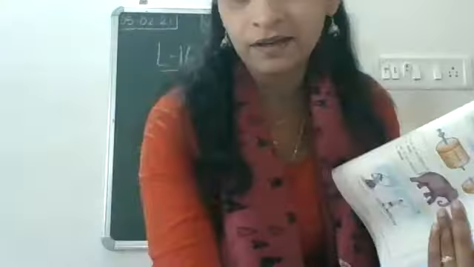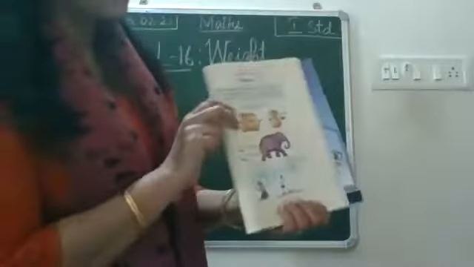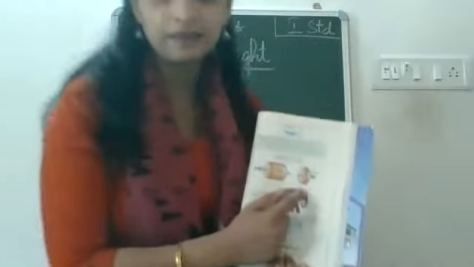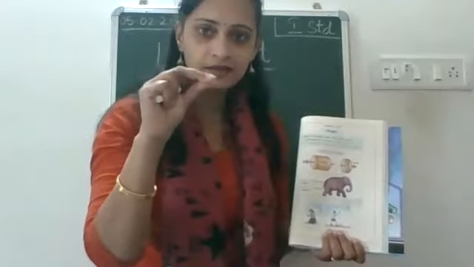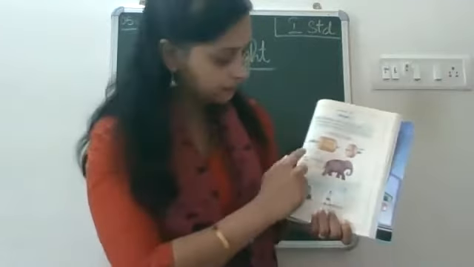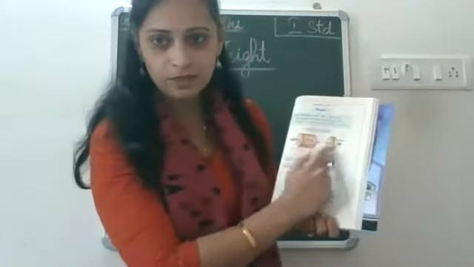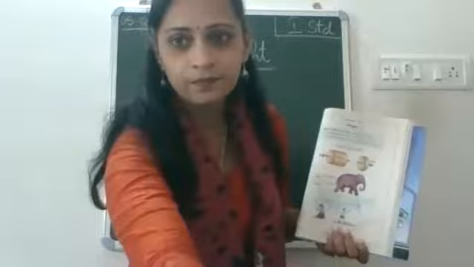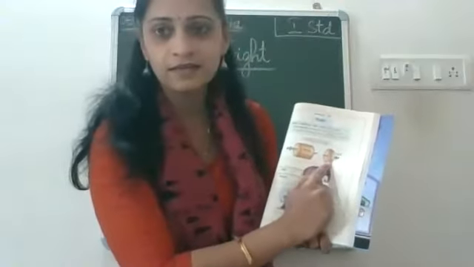Okay. Now, on page number 183, you are going to learn about thick and thin. What is thick? What is thin? Anything fat is thick. Anything which is lesser in thickness is called thin. Between these two pictures, which is thick and which is thin? The pencil is thick. The first one is thick, the second one is thin. Very good.